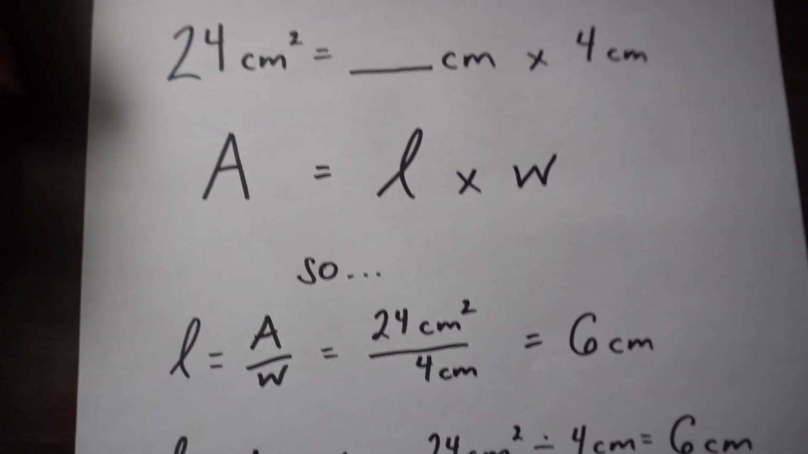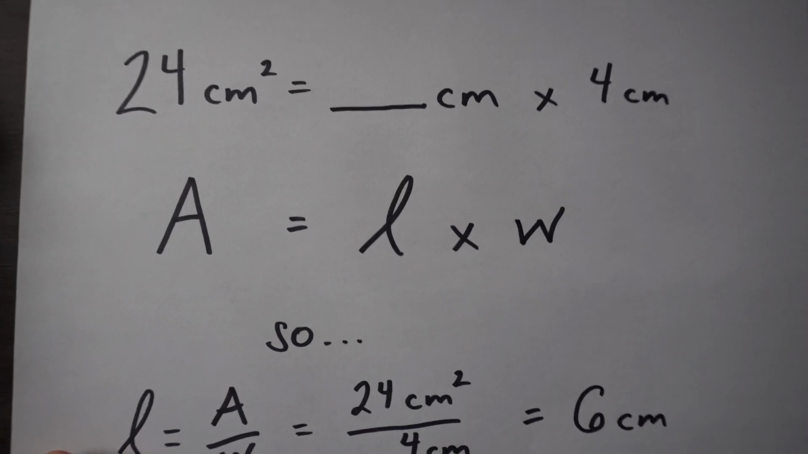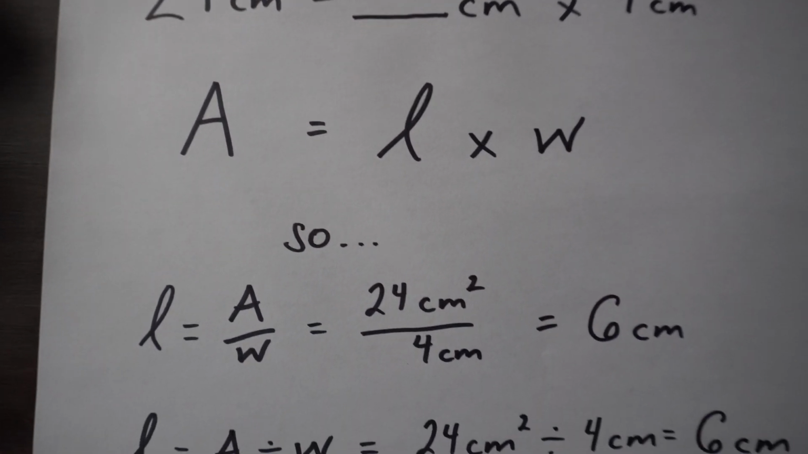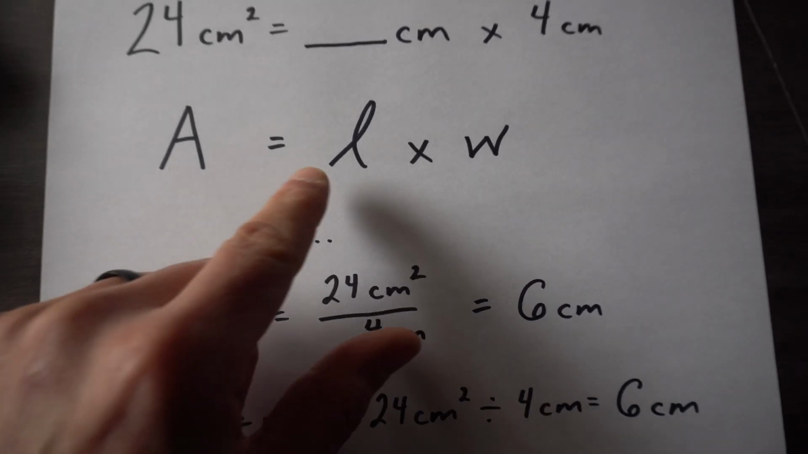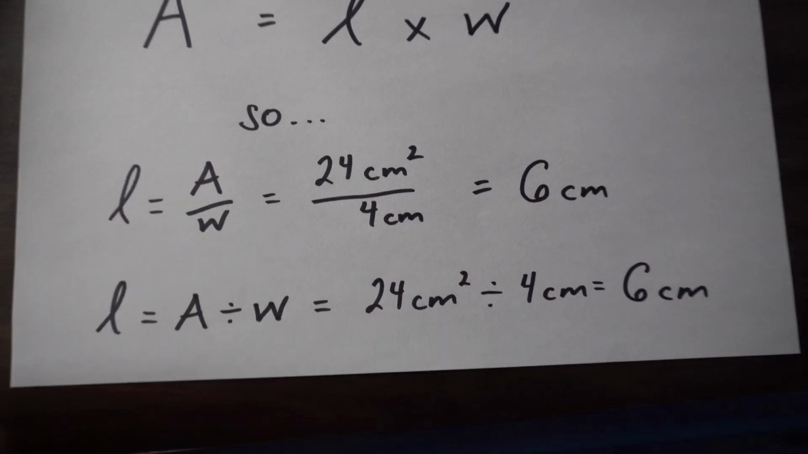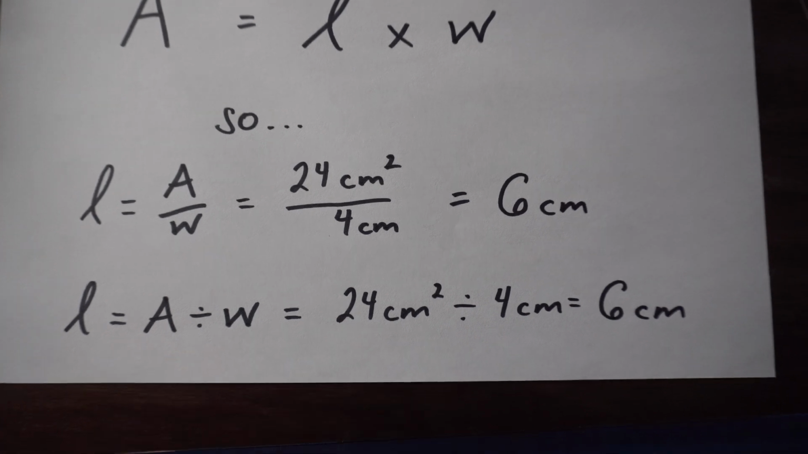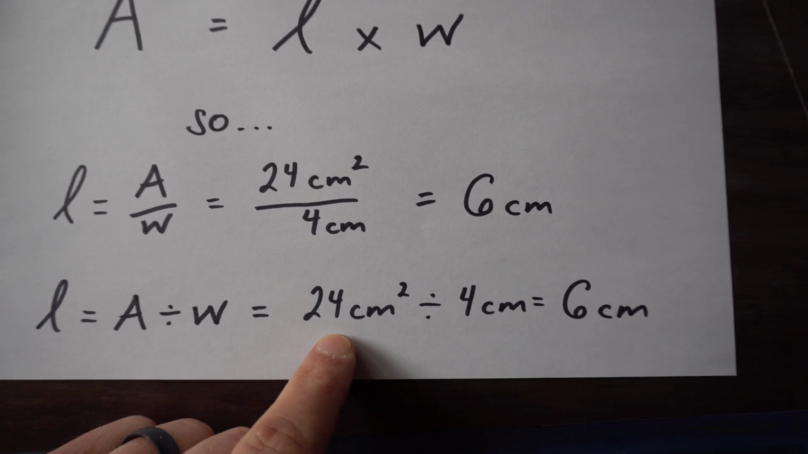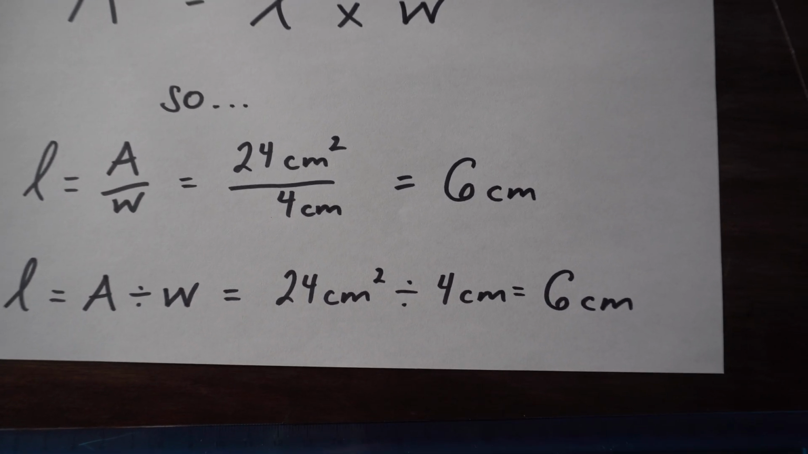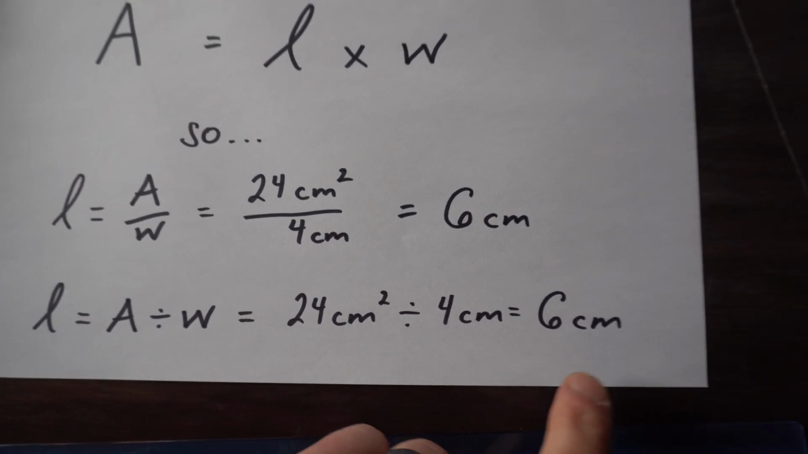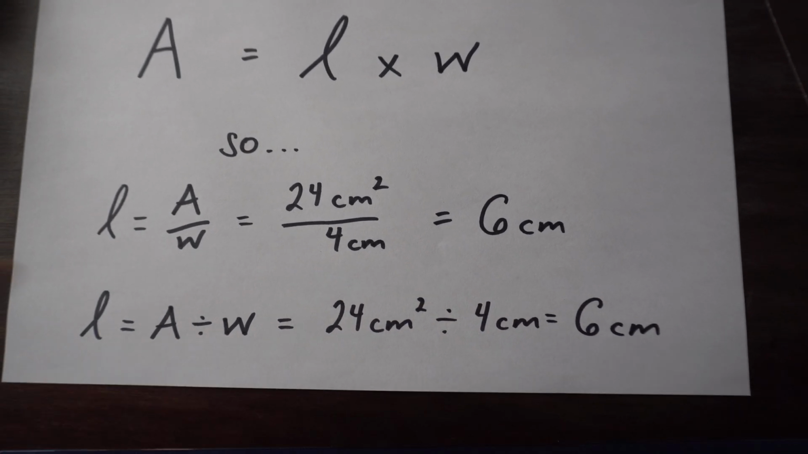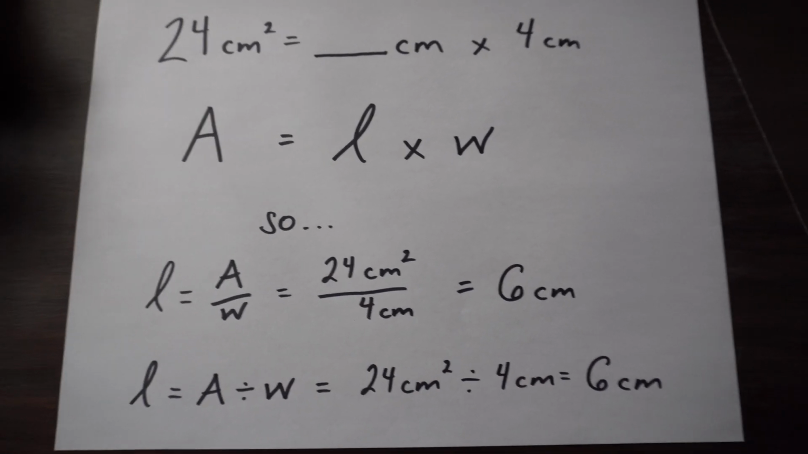One more example of that would be 24 square centimeters is the area, but this time we have no length. Oh no! What do we do? We remember area equals length times width, so we can go backwards and say then length equals area divided by width, which would be 24 square centimeters divided by 4 centimeters, equaling 6 centimeters. Again, multiplying to check, 6 times 4 is 24. And that is area.